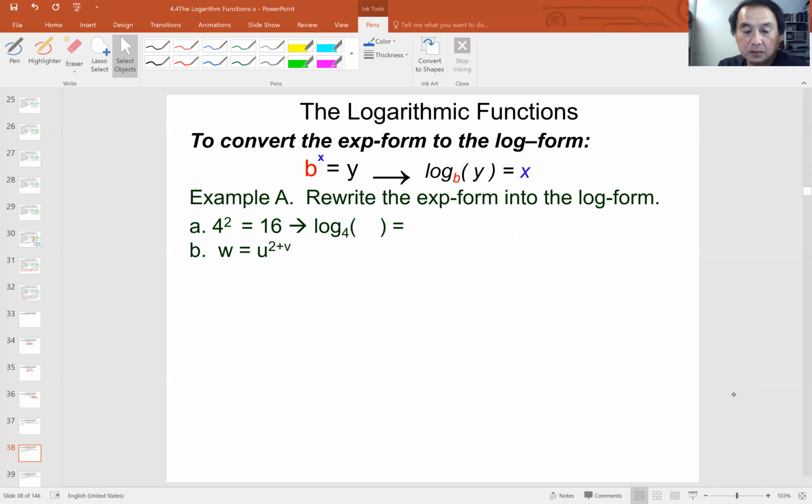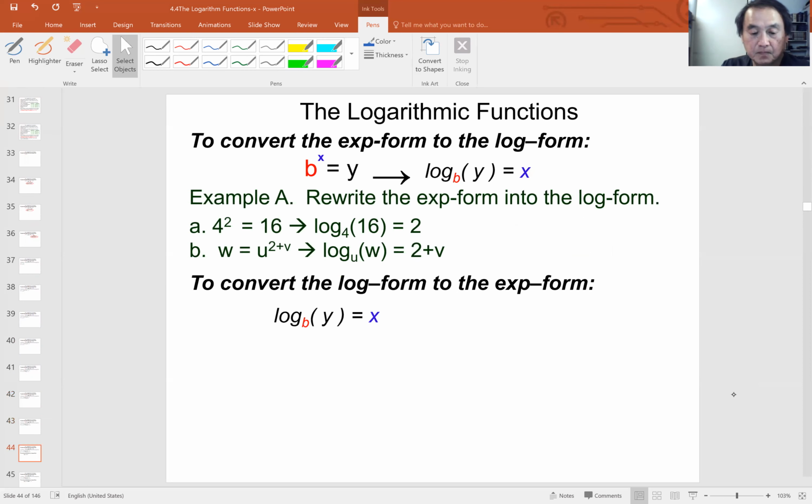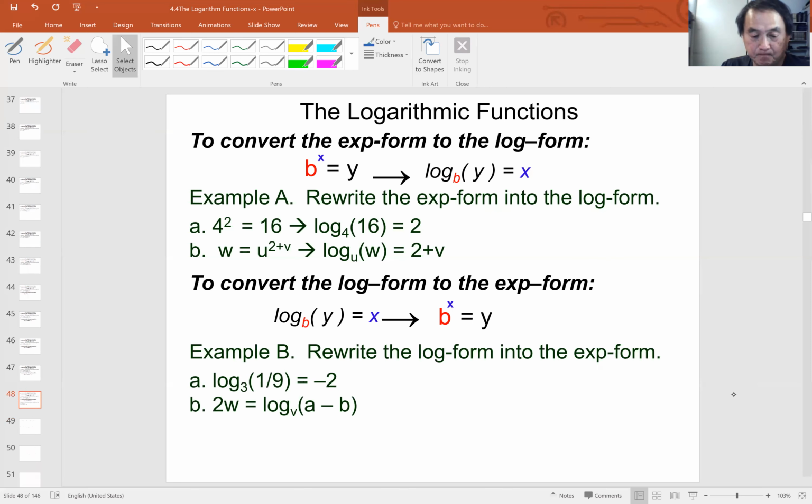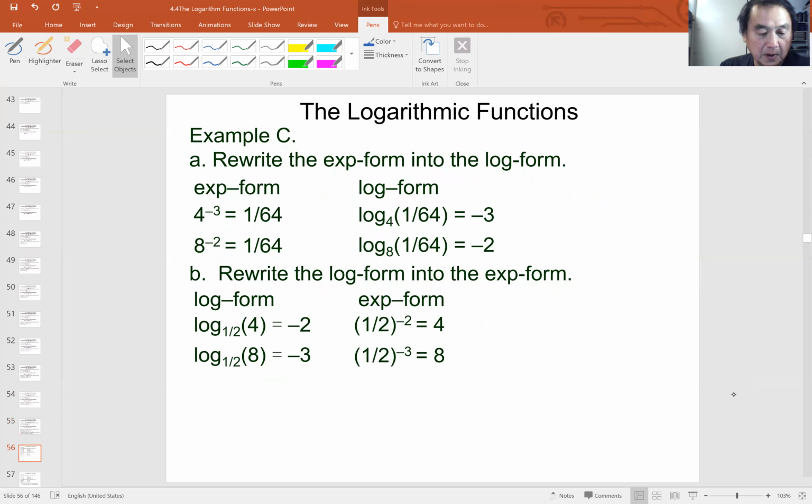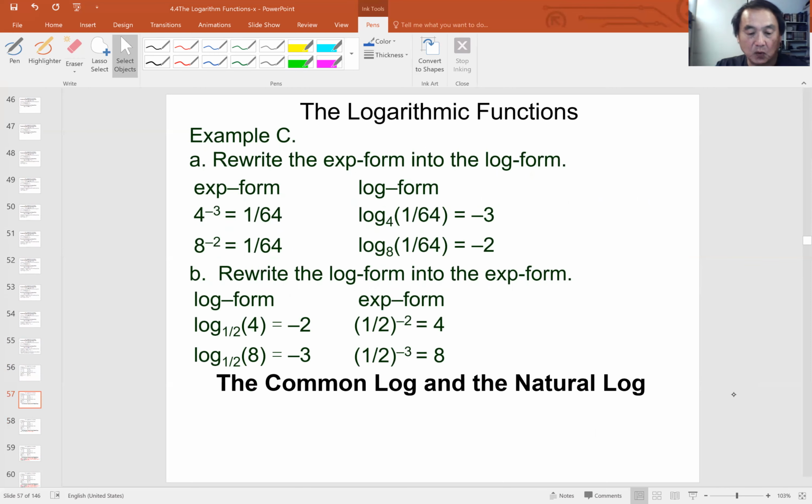Here are some examples. Log base 4 of 16 is 2. And log base e of w is v, so e to the power v is w. And this is how we do it the other way, from log going back to exponential form. Put the base down first again, and X, the power, goes on top, which should give us the Y. So these are, respectively, the conversions into exponential form. Here are some examples you can write from one form to the other form.